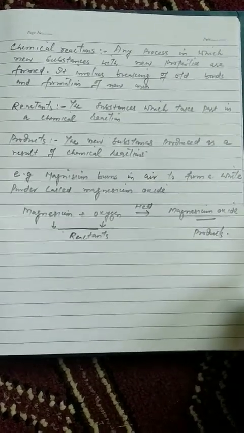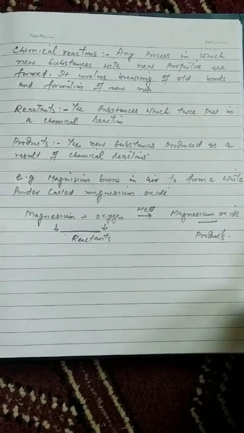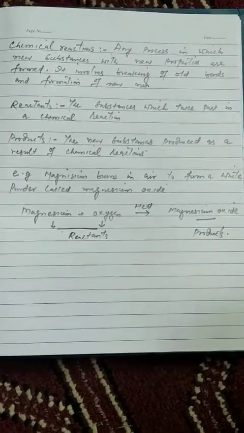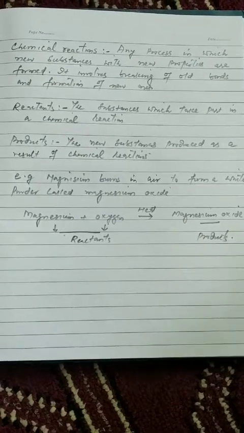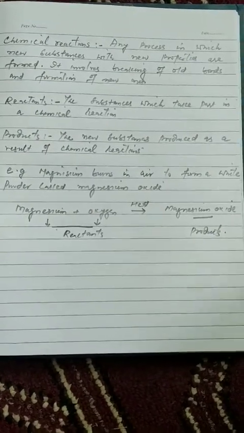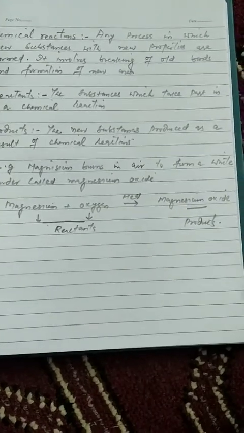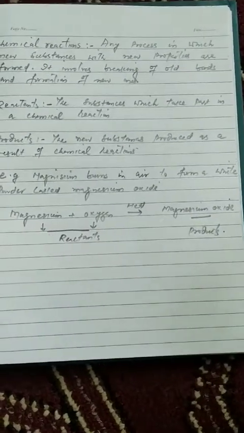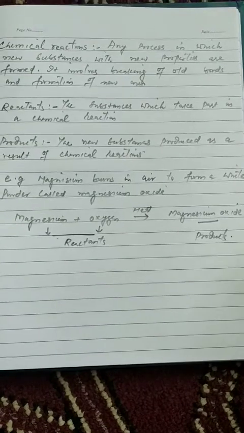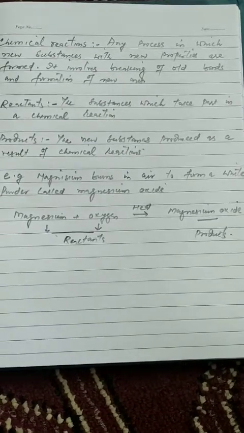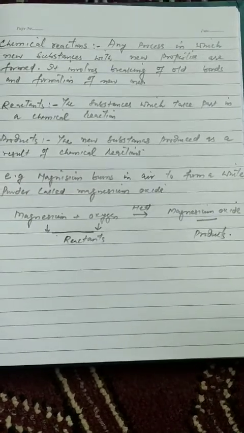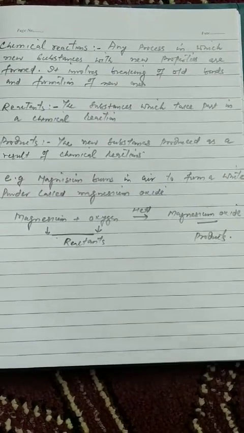Today we are supposed to start the second unit of the chemistry portion of class 10th, and the topic starts with chemical reactions. So we need to understand what is a chemical reaction, how these chemical reactions take place, what are the characteristics of these chemical reactions, and how we define reactants and products.